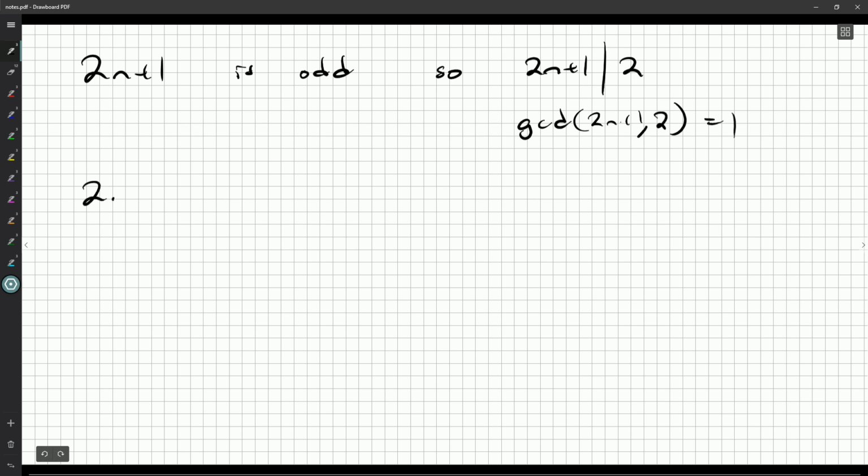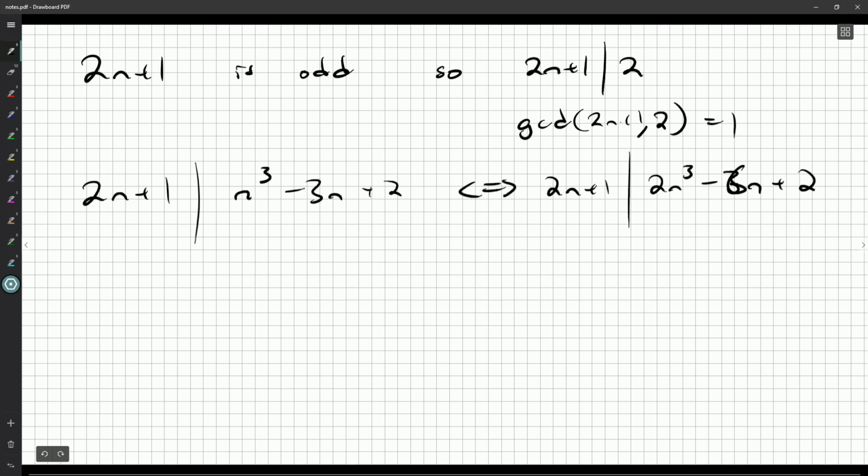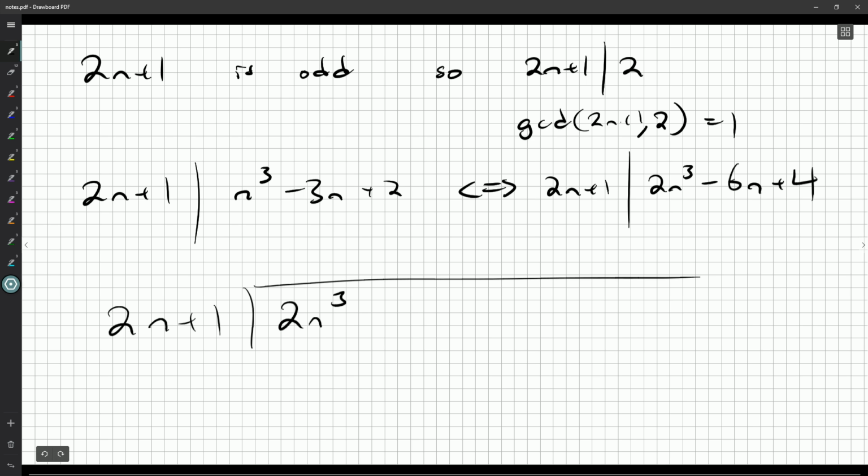So 2n plus 1 divides n cubed minus 3n plus 2 exactly when it divides the whole thing multiplied by 2. Multiplying by 2 doesn't affect it because you're adding factors that we don't have in common with 2n plus 1. So when I do that, my long division is a little easier, and we should leave a little bit of space. Technically, we've got 0n squareds here.